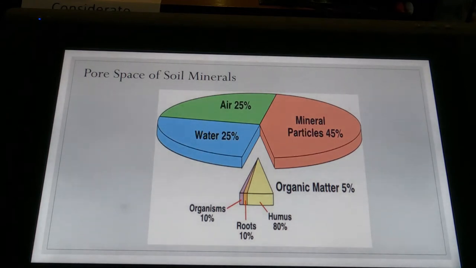The pie chart, the pore space, being air and water, and then the minerals. Remember I showed you in lab that as we increase bulk density, we increase the mineral content of this whole pie so that it starts to take up some of this pore space. And now we only have, let's say, 40% pore space to balance between air and water, which is going to decrease our water holding capacity.